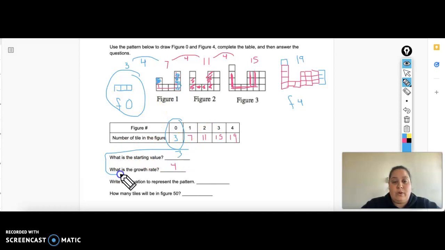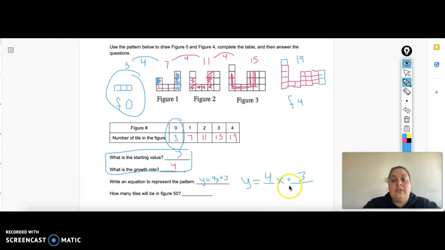Now that I have these 2 questions answered, I can now write my equation. Remember, my equation is going to be y equals, then there's going to be some number next to x, and then there's going to be some number on the end. Remember, the number that's next to x is the number that we're growing by each time. So this growth rate, this 4, is going to be the number next to x. And then the number that's all by itself, our constant, the one that doesn't change, is going to be my starting value, which in this case is 3. So my equation would be y equals 4x plus 3.